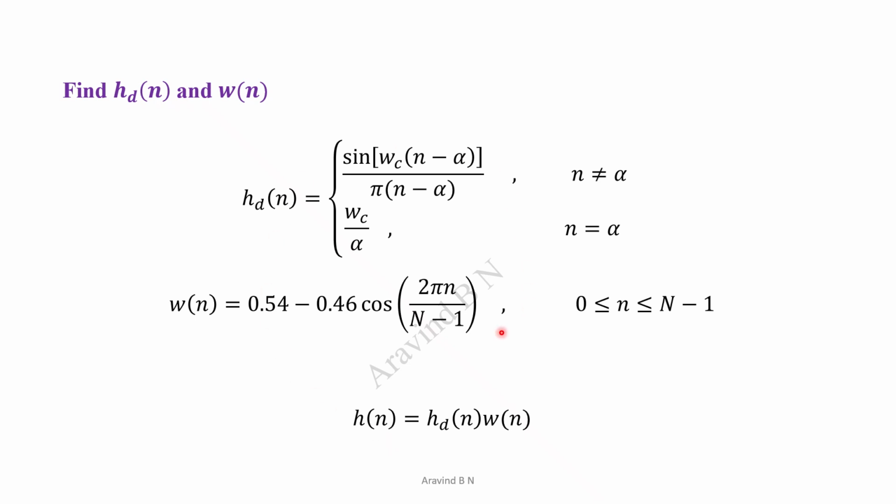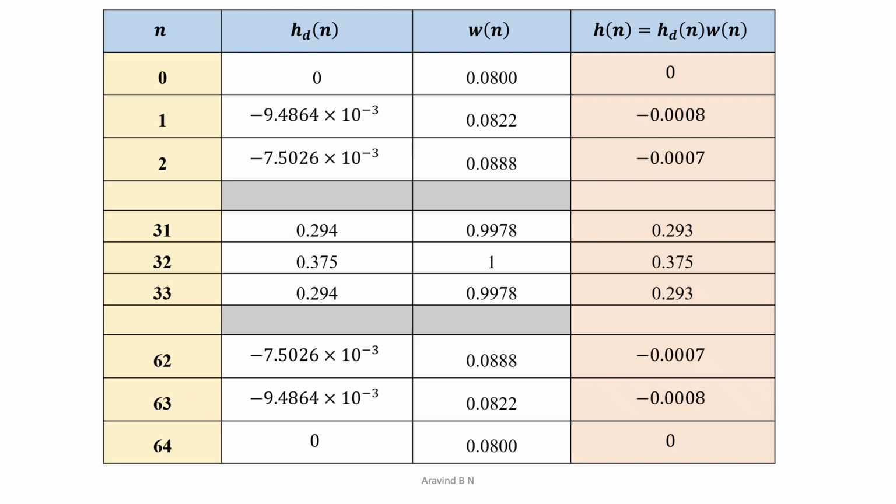Now with all these substitutions and values, we are going to have a tabulation. This is the tabulated values of it. Total 65 values we need to calculate. That is, as per the order of the filter, we are going to get 0 to 64. Right? So here it is shown at n is equal to 0, 1, 2 calculated. Then the middle three values 31, 32, 33. Last three values, that is at n is equal to 62, 63 and 64.